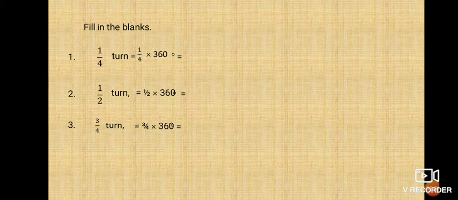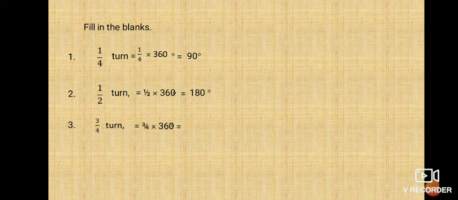So 1 by 4 turn is equal to 1 by 4 multiplied by 360 degree. Now here we have to find out how much 1 by 4 is of 360 degree. So the answer is 90 degree. How? If you divide 360 by 4, you will get this answer. Easy. Second one, 1 by 2 turn is equal to 1 by 2 into 360 degree. So again, if you divide 360 by 2, you will get the answer 180 degree.